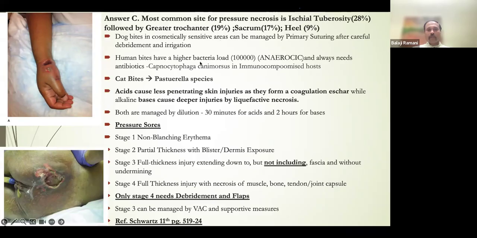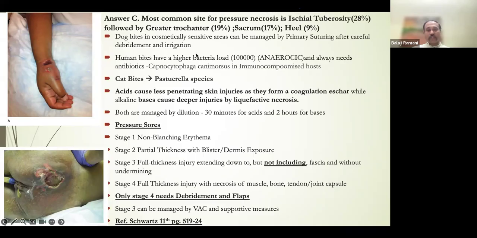Now, when you talk about dog bites, usually we know that dog bites are managed by secondary intention, but very superficial bites can be managed by primary suturing in cosmetically sensitive areas like the face and all that. Suppose you have a small cut where it doesn't look like there is too much contamination, then you can plan for a primary suturing as well. After thorough debridement of that area and irrigation, you can plan for that.